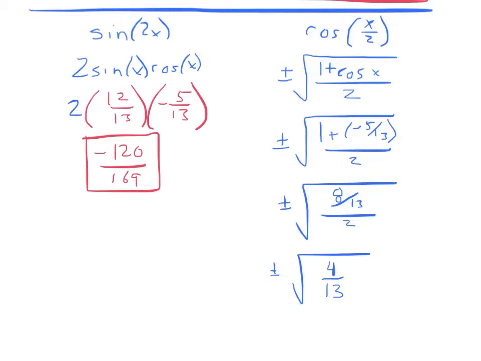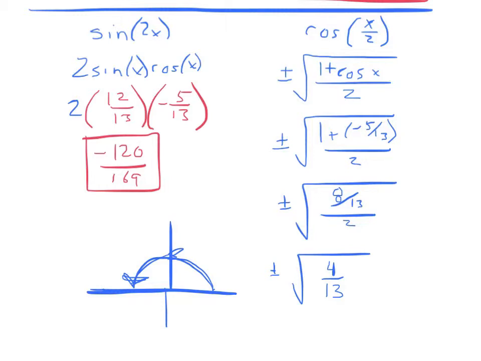My bigger question is, should this be positive or negative? And I want you guys to think about that. I want you to think about the idea that the original x angle was a second quadrant angle. It was somewhere between 90 degrees and 180. It was somewhere in this range. When I cut that angle in half, should I expect the cosine to be positive or negative? And hopefully you're pausing the video and doing that.